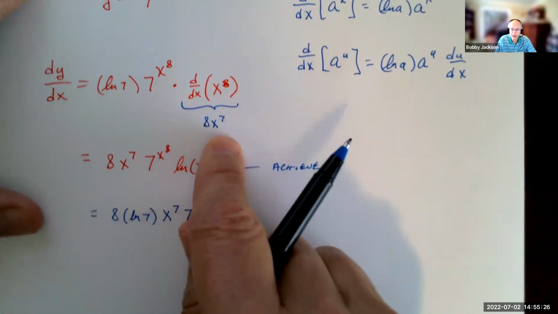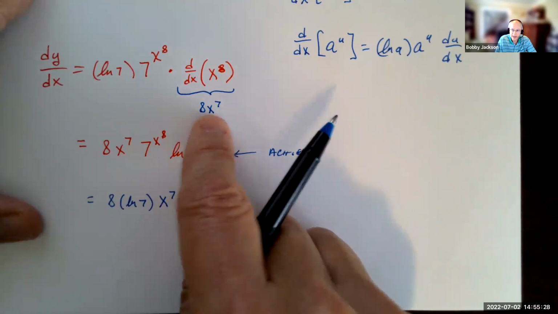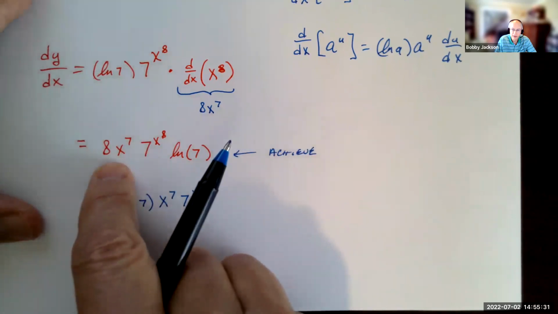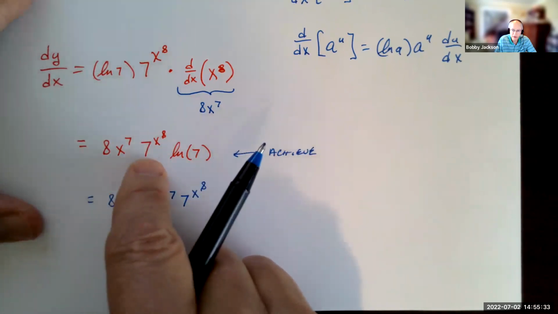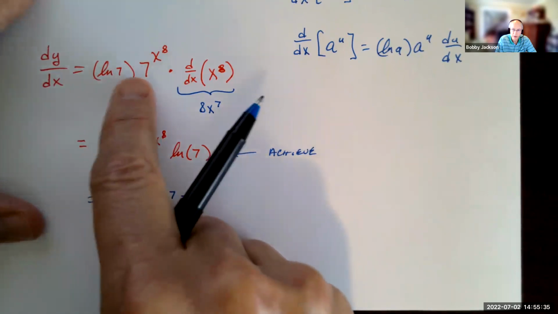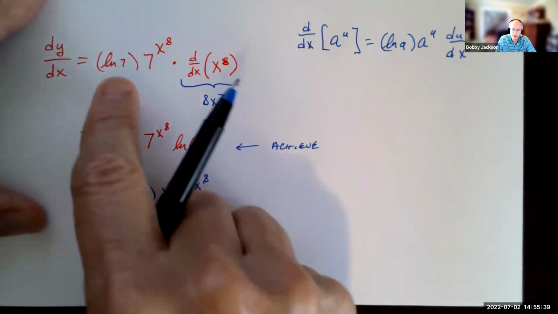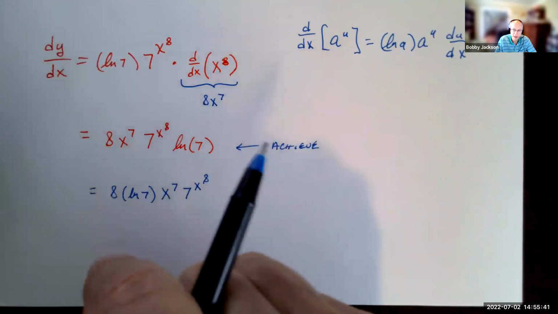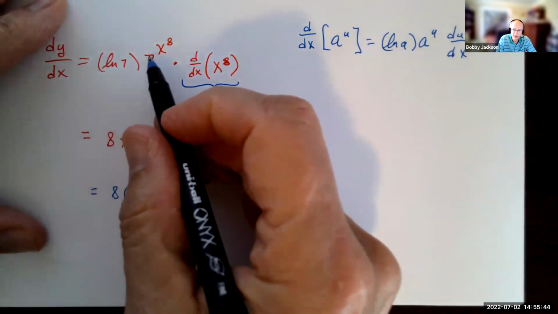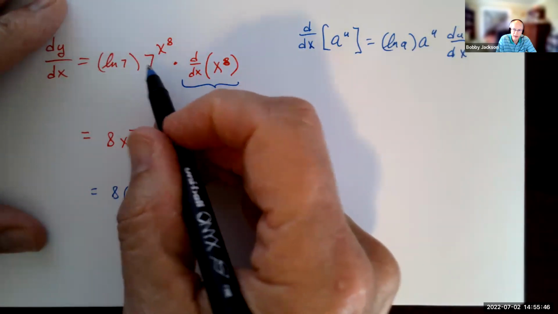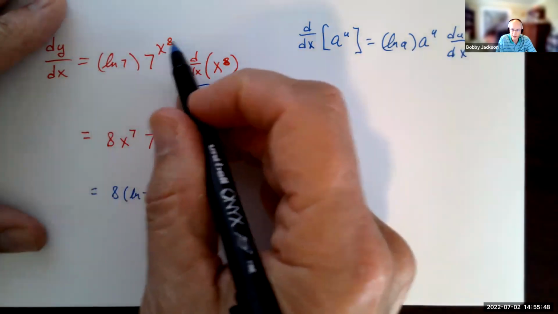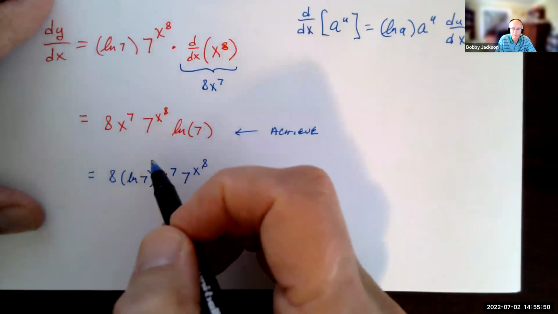So multiplying this together, I can bring this 8x to the 7th in front times 7 to the x to the 8th power, right, times the natural log of 7. Now, this is the way Achieve wants it. I usually put the parentheses all the way around this. And the reason I do that is so that it doesn't get included with this base 7. It's not all of this raised to this power. It's just 7 raised to this power.